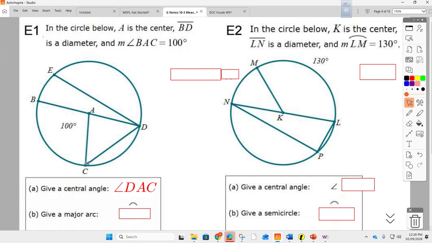Oh, E, D, C. Yes, E, D, C works. So we know we're eyeballing it, but we're pretty sure it's arc E, D, C, since we're kind of using a visual there, right? But we know for sure this is 180.